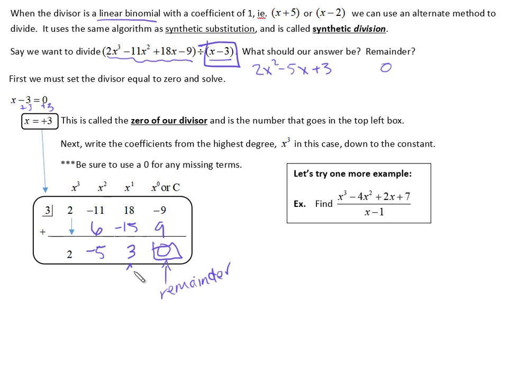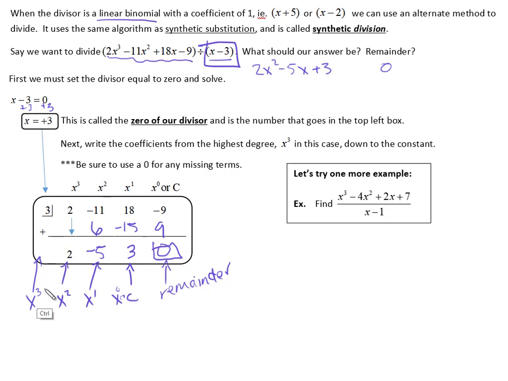The number just to the left of it will always be our constant, or x to the 0. This is the coefficient of x to the first. This is the coefficient of x squared. If there was another number, this would be the coefficient of x cubed. Another one, x to the fourth, etc. But this last number, it's always the remainder, constant, x to the first, x to the second, etc.